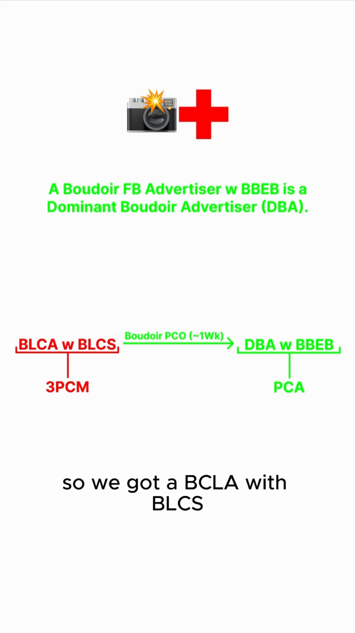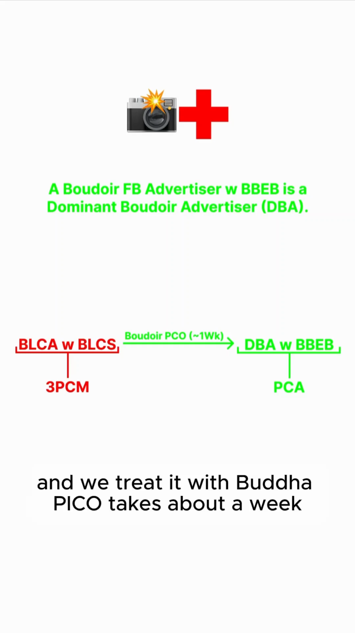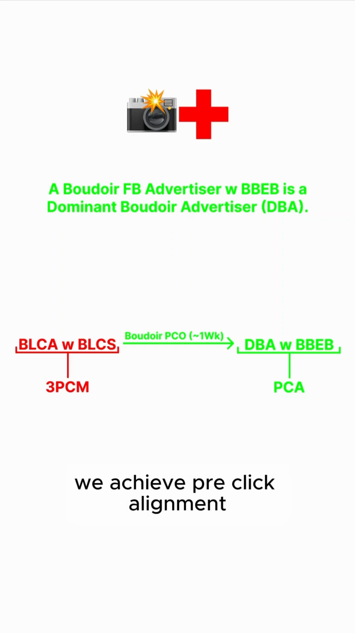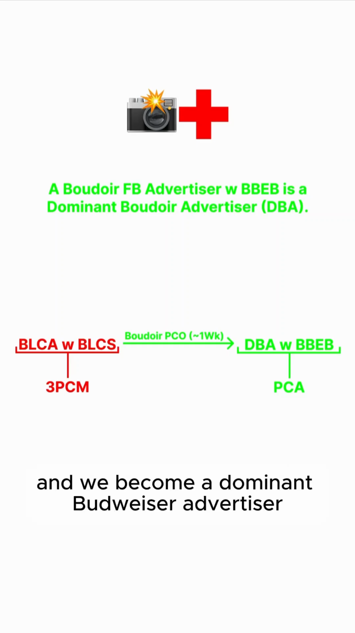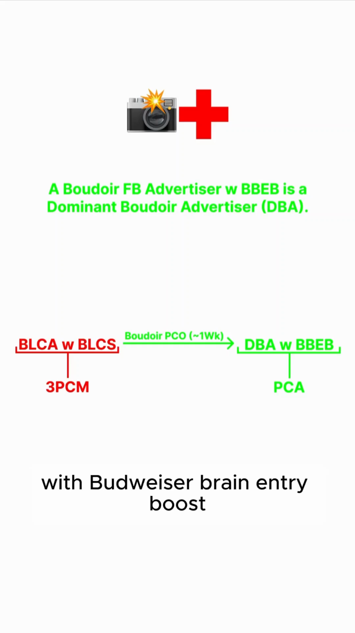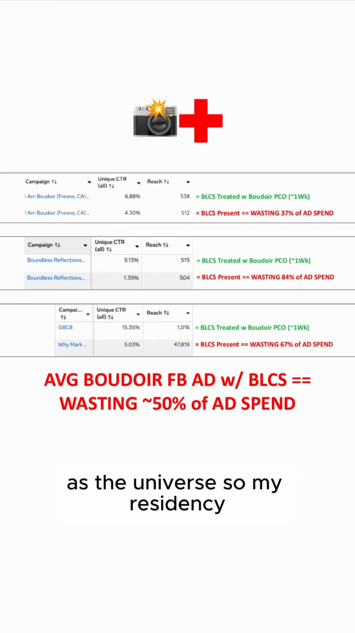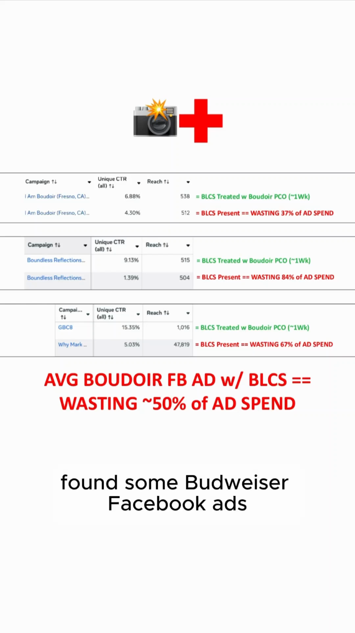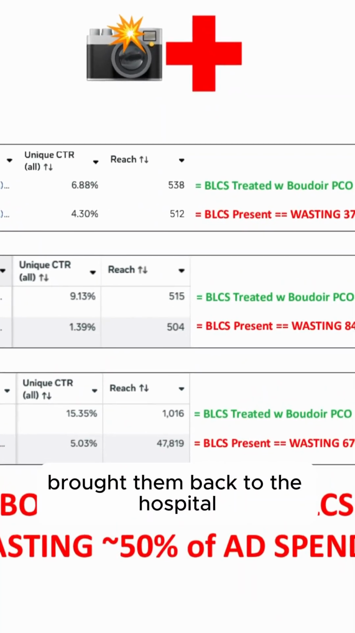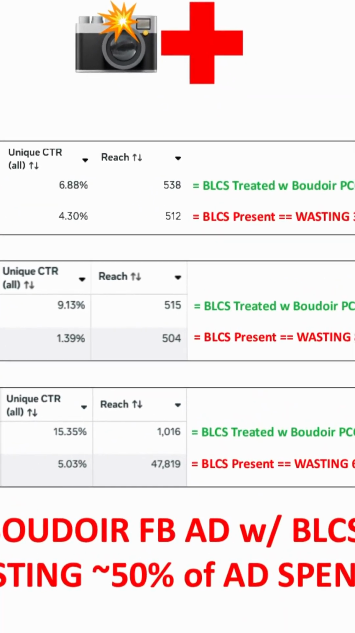So we got a BLCA with BLCS caused by the 3 pre-click mistakes. And we treat it with Boudoir PICO, takes about a week. We achieve pre-click alignment, and we become a dominant Boudoir advertiser with Boudoir brain entry boost. That's the universe. So in my residency, I went in, found some Boudoir Facebook ads, brought them back to the hospital, tested them, patched them up.